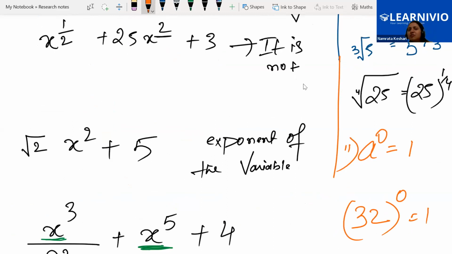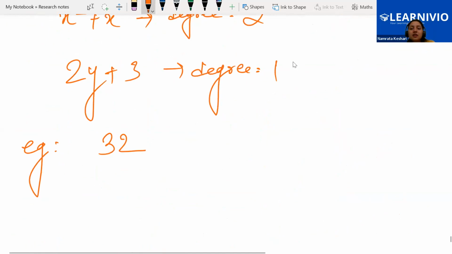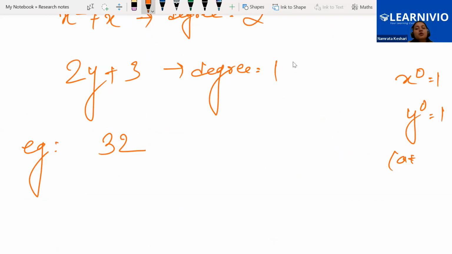Now you must be thinking why I started explaining this one. If you understand this, that x to the power 0 is 1, y to the power 0 is 1, a plus b whole having power 0, that means it doesn't exist over here. Be careful, the result will not be 0, the result will be 1. So any number having power 0, any variable having power 0, the result will be 1 only.